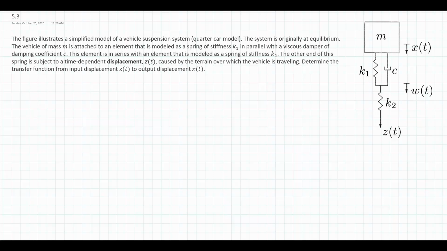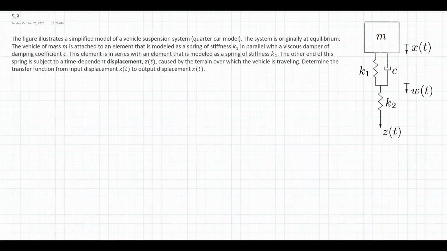In this problem, we're looking at a quarter car model where we are trying to track the chassis represented by the mass when the input into the system is z, which is actually going to be a displacement or the height of the road that the car is traveling on.